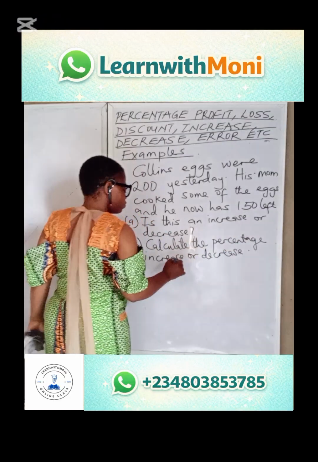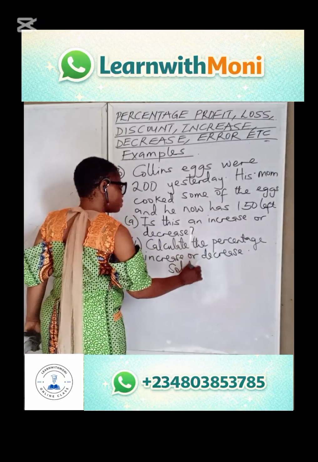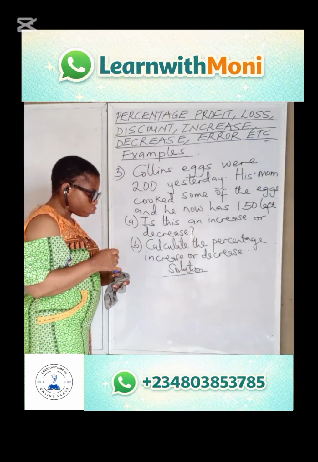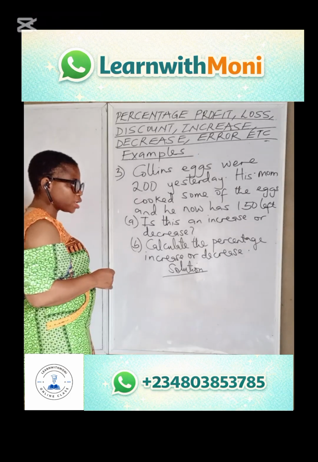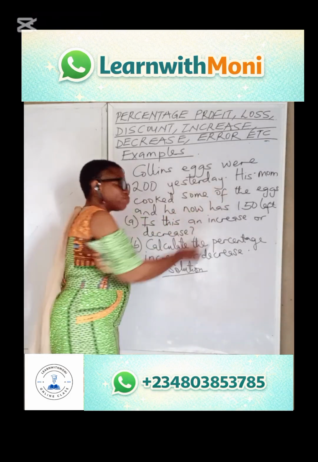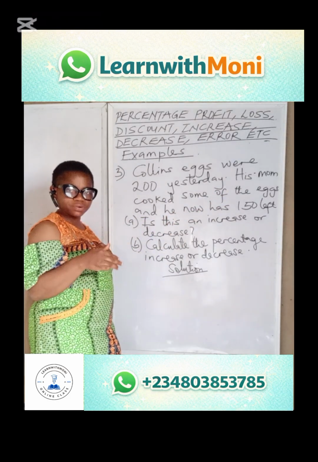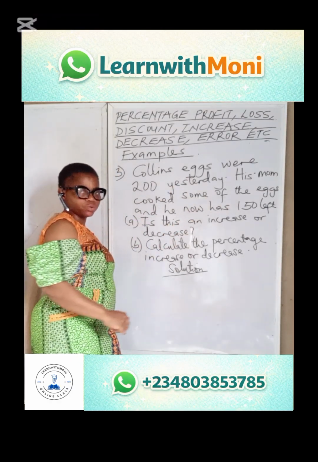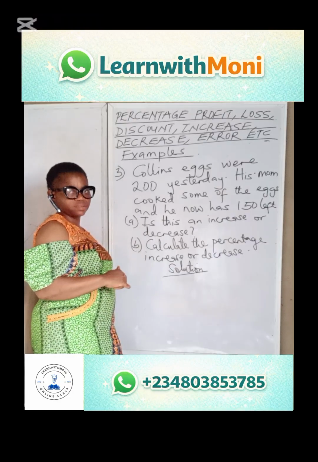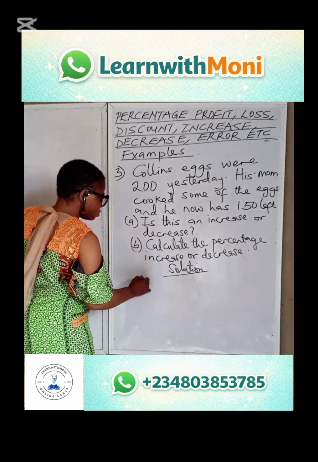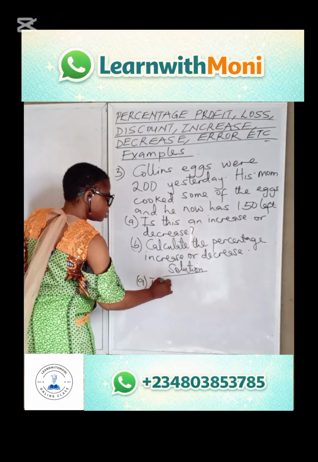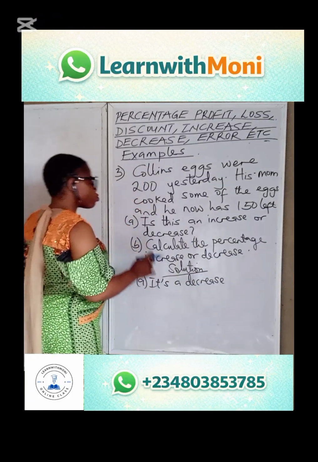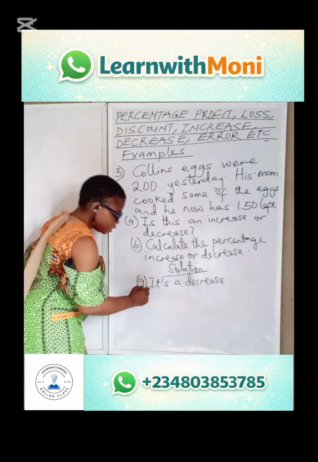So let's start from the first question. Yesterday, Collins had 200 eggs. His mommy took some of the eggs for cooking, and today he has 150 left. Is this an increase or decrease? From 200 to 150, that is a reduction. A deduction is a decrease. So it is a decrease. That being established, we have to calculate the percentage decrease.